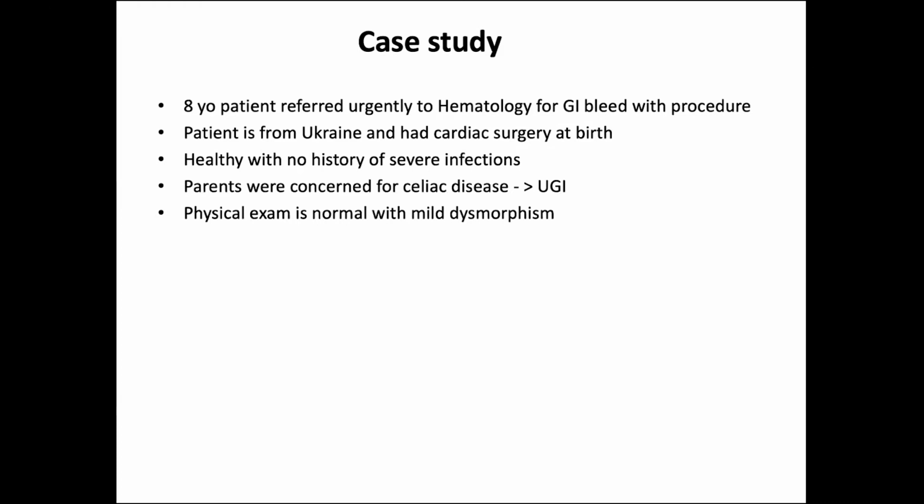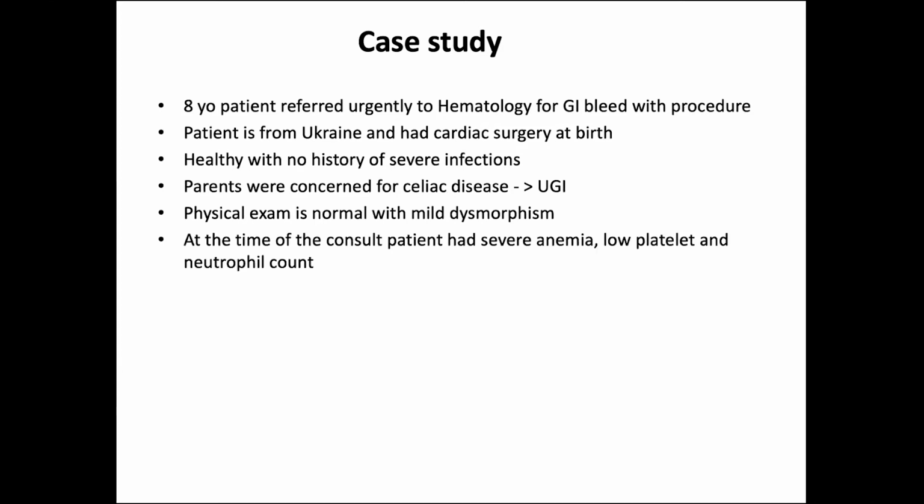At the time of the physical exam, the patient actually appeared quite normal with very mild dysmorphism. And the consult was primarily for the severe anemia and low platelet count and neutrophil count that was found at the time of the bleeding. So the hematologists were extremely concerned about this patient. And the patient actually had an urgent bone marrow biopsy to rule out malignancy. And they indeed ruled out malignancy at that time.